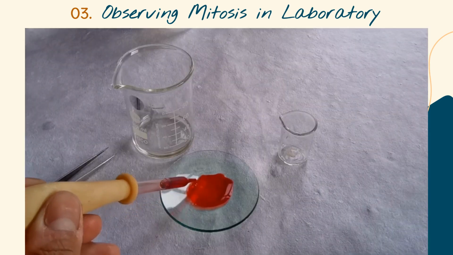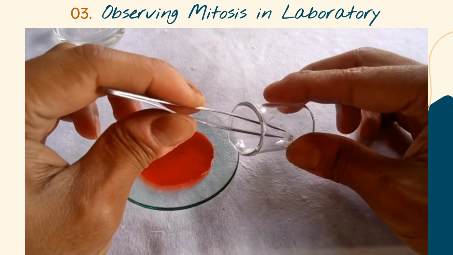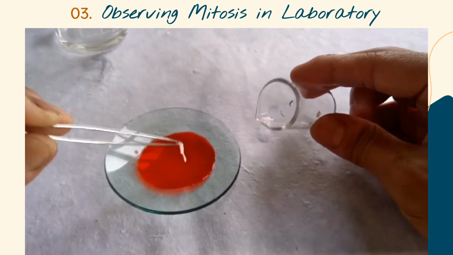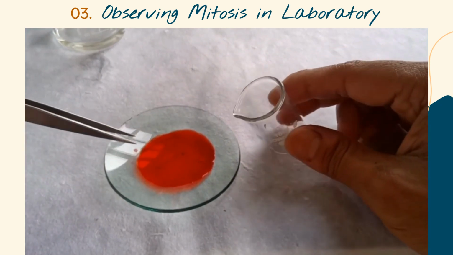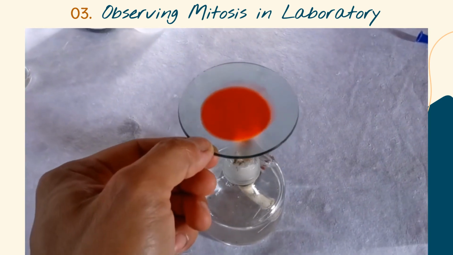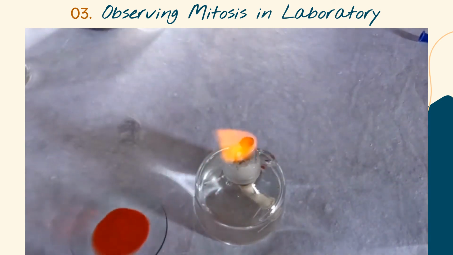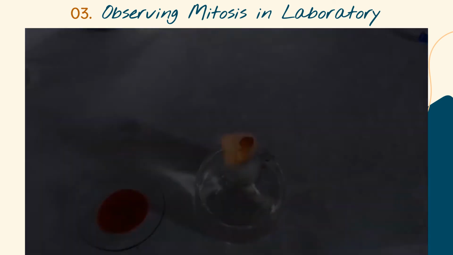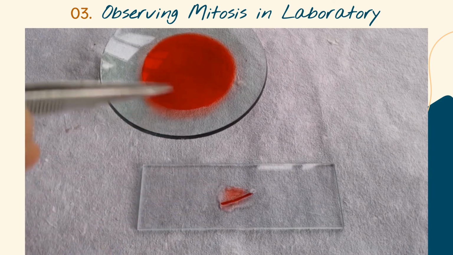Now transfer the roots onto a watch glass containing acetocarmine or aceto-orcein stain. These are excellent chromosomal stains and will impart a deep red coloration to the nuclear material of the root cells. Warm the stain on the flame for about 5 seconds and leave the root tips in the stain for about 5 to 10 minutes. Now transfer the root tips onto a clean glass slide containing a drop of water.